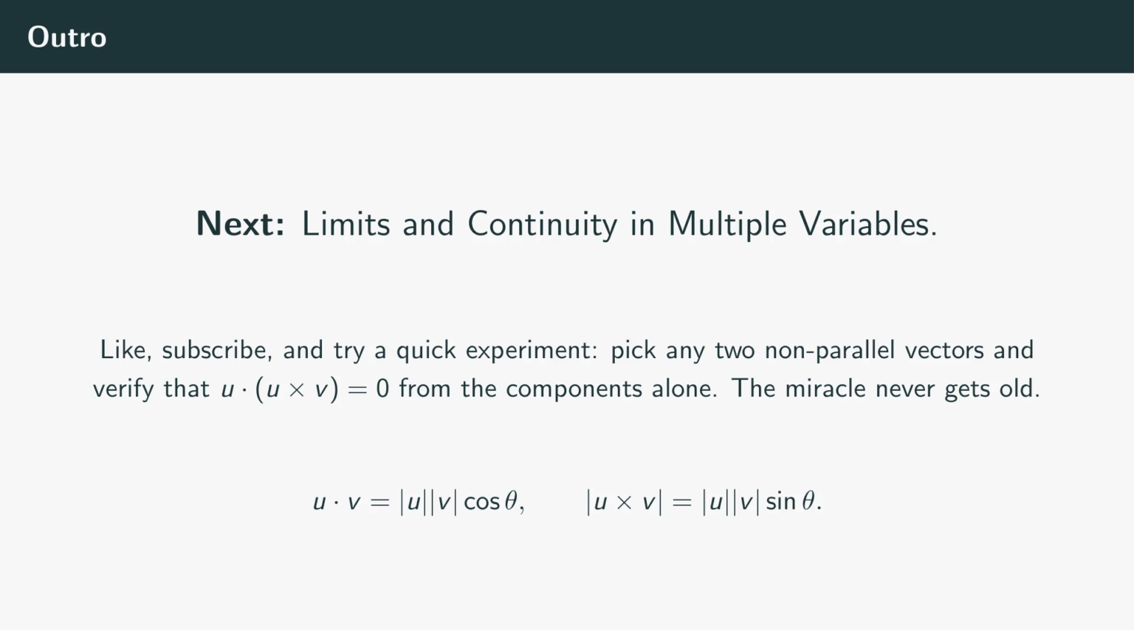As a small experiment, pick any two non-parallel vectors, compute u cross v, then dot it back into u and into v, 0 every time, regardless of inputs. A satisfying check that the determinant formula really does what we claimed.